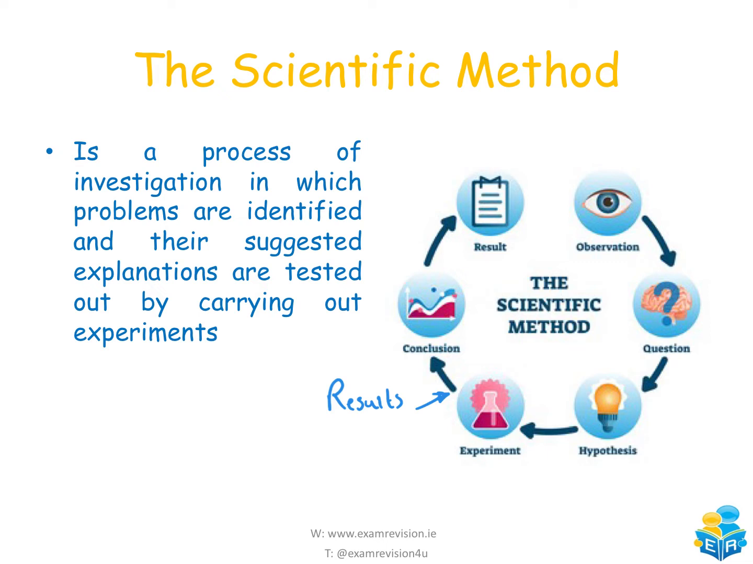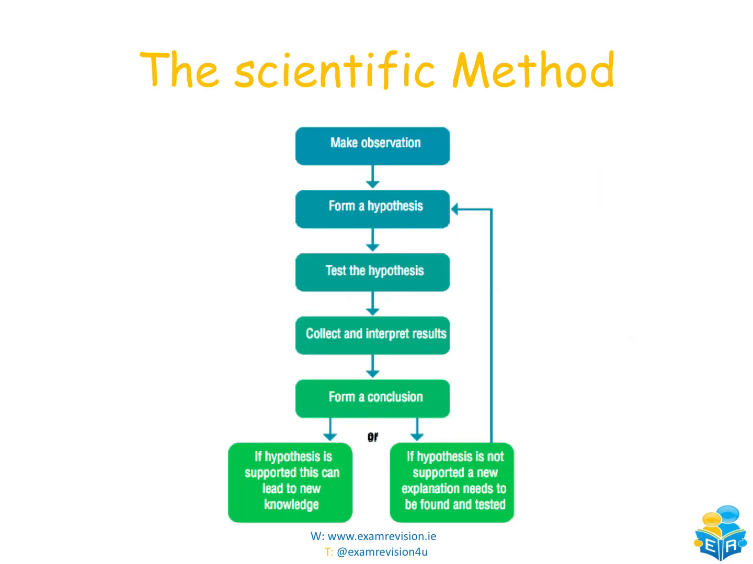But in essence, the scientific method is a process of investigation in which problems are identified and their suggested explanations are tested by carrying out experiments. So really important to have a definition for the scientific method, so important that we do know that one. Now this is just all the steps within the scientific method, just presented in a different way. So we would make our observation, we would form our hypothesis, which is our educated guess.